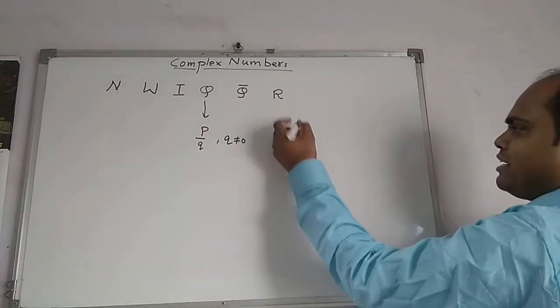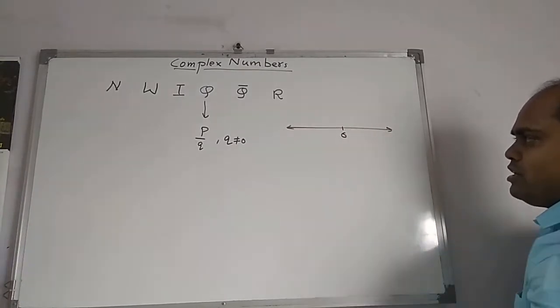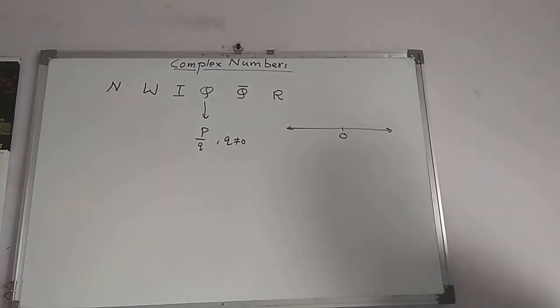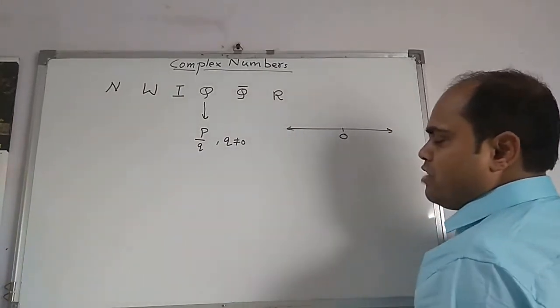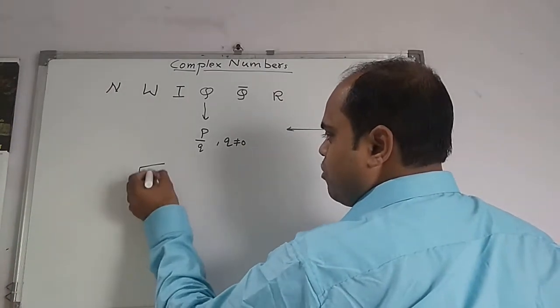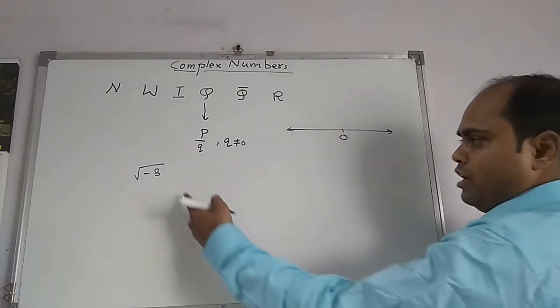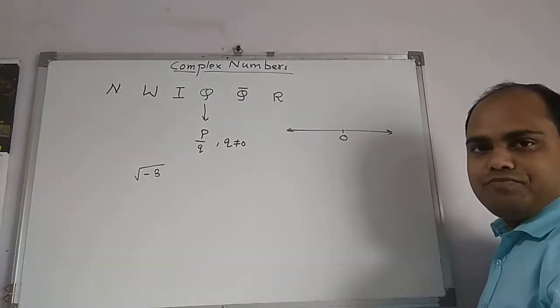And any real number can be plotted on the real number line, right? Okay. Suppose we have square root of -3. Can we plot square root of -3 on the real number line?